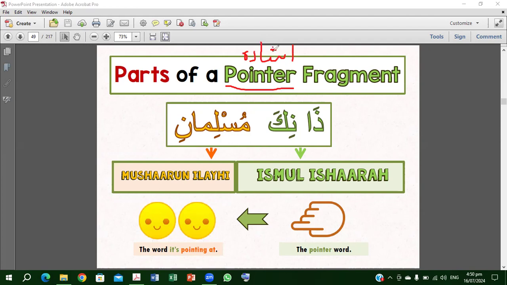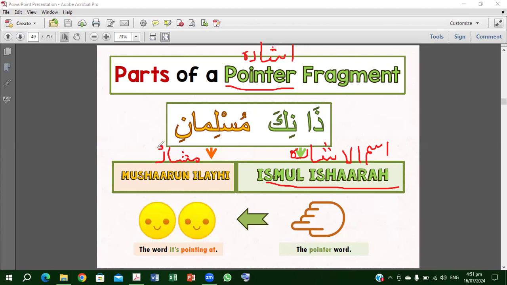Okay, so the fragment which comes with ism-e-ishara plus another ism will be a pointer fragment. ठीक है? So the part of pointer fragment will be the ismul ishara. As I'm saying, ismul ishara, it can be written like this. Ismul ishara. इशारा मतलब पॉइंट करना, इशारा करना. उर्दू में we use this word in Urdu. इशारा करना यानी पॉइंट करना. इस्मुल इशारा और मुशारुन इलैही. मुशारुन इलैही यानी जिसकी तरफ इशारा किया जा रहा है.